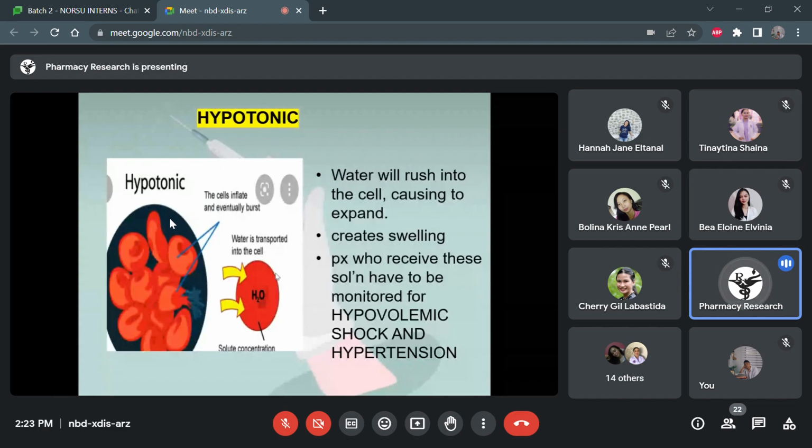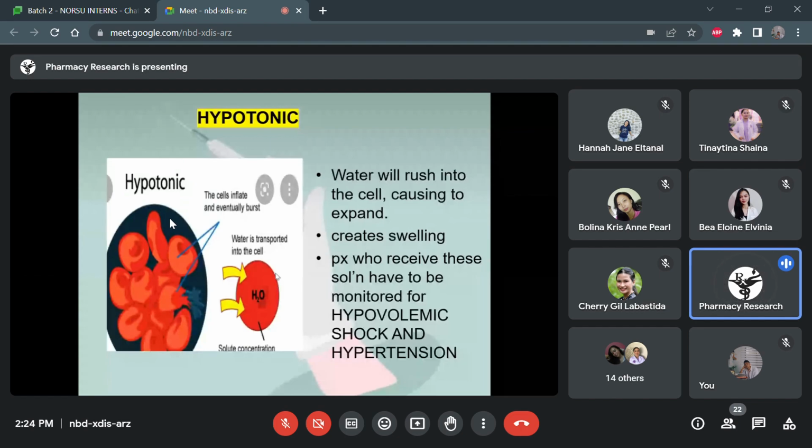So with hypotonic, as you can see in the picture, the cells inflate and eventually burst because the water has all entered the cell. It bursts because of the large amount. The water is transported into the cell, and more water enters the cell, which is why it is hypotonic. So what will happen during hypotonic? The cell will swell. Swelling, the cell expands in hypotonic.